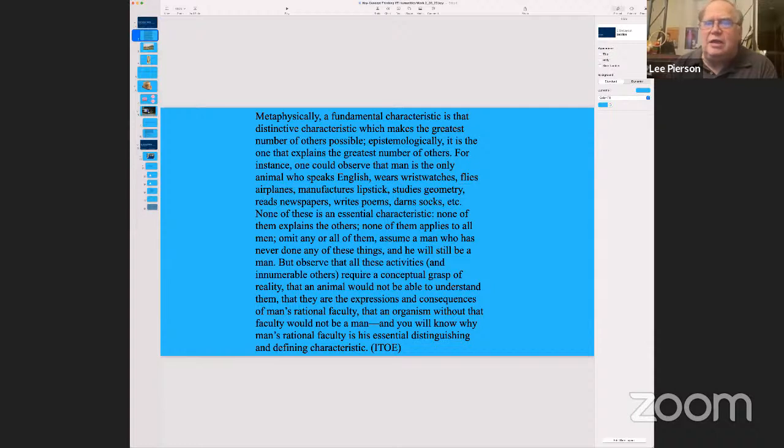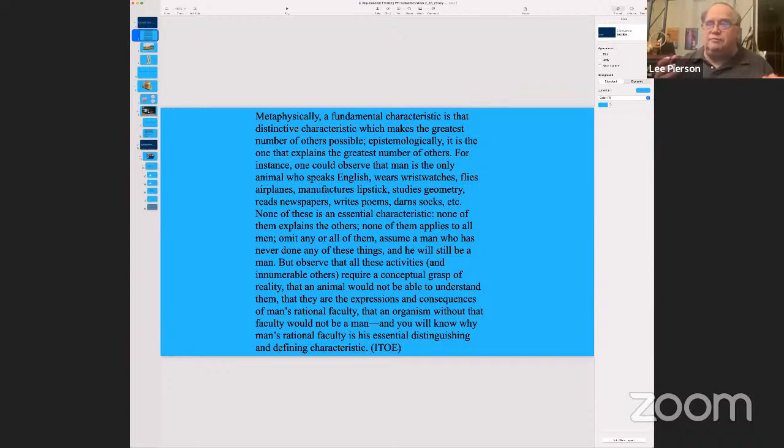So I'm going to go ahead and read this, but I guess everybody can see this. This is coming from Introduction to Objective Epistemology. It's from the chapter on definitions, I believe. So Ayn Rand says, metaphysically, a fundamental characteristic is that distinctive characteristic which makes the greatest number of others possible. Epistemologically, it's the one that explains the greatest number of others.